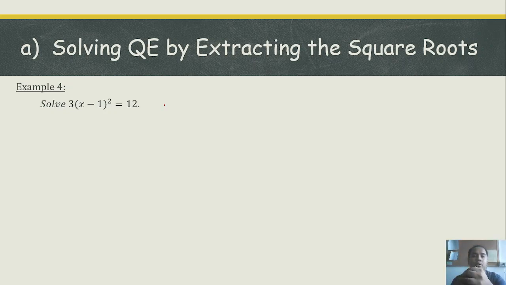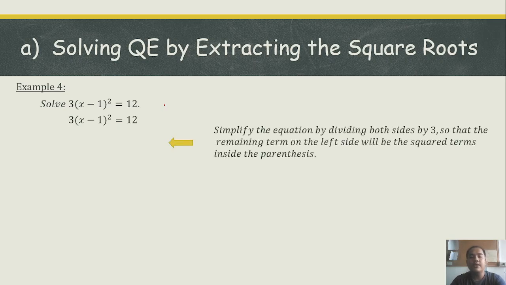So, let's continue. For example, number 4. Solve 3 times x minus 1 squared is equal to 12. So, copy the given: 3 times x minus 1 squared equals 12. Simplify the equation. Ito yung first step na gagawin natin. Simplify the equation by dividing both sides by 3, so that the remaining term on the left side will be the square term inside the parentheses. Yung kailangan muna natin gawin is to remove the value of a, which is 3, para yung remaining term sa left side is the term inside the parentheses, which is x minus 1 squared.